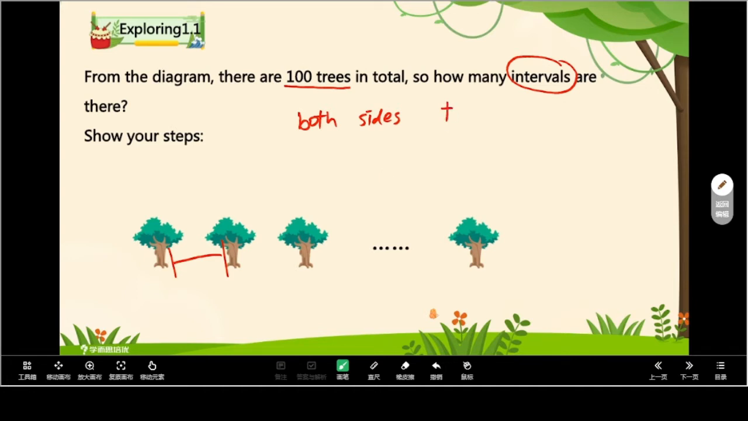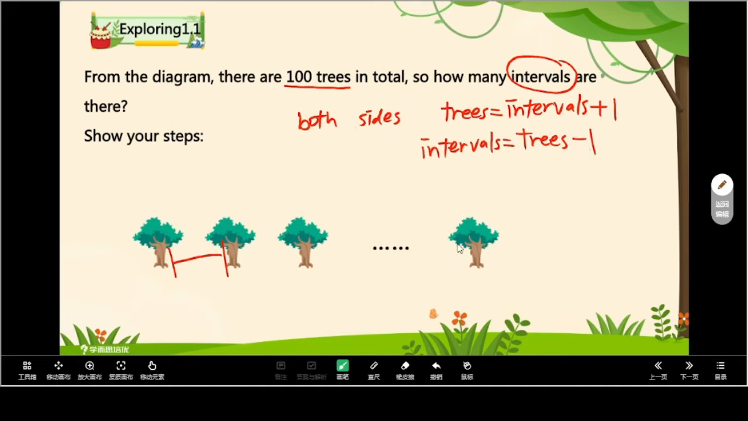So we need to find the relationship between the number of trees and the number of intervals. And if we need to find the number of trees, we need to use the number of intervals plus 1 or minus 1. Plus 1, very good. And now we need to find the number of intervals. So how can we change our calculation?